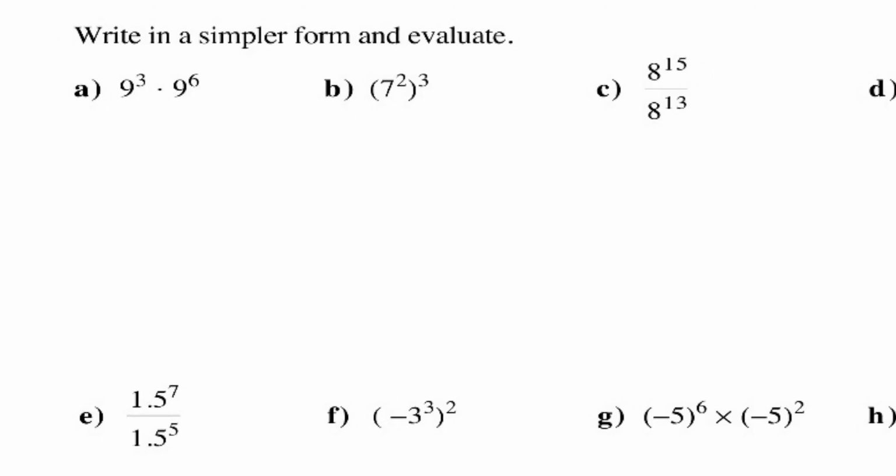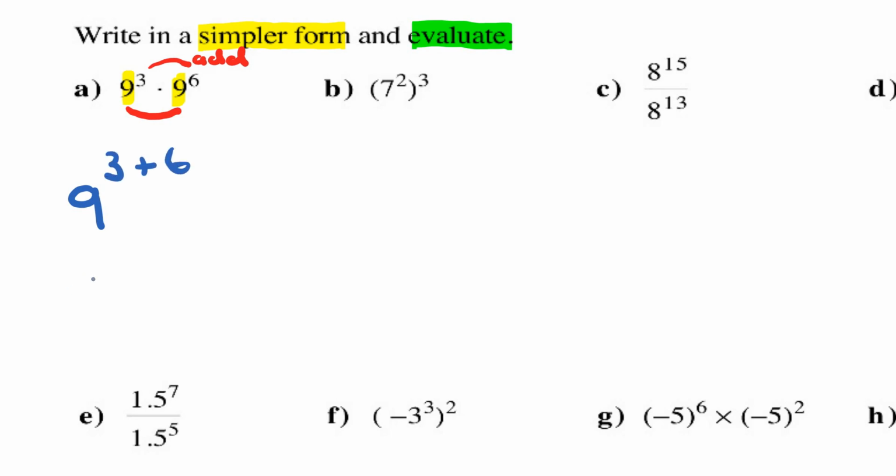Okay, for these questions here, we're just going to write in a simpler form. I'm not going to ask you to evaluate because some of these numbers are actually quite difficult to compute in your head. So when we're multiplying, and if the bases are the same, the bases are 9, right? So if the bases are the same, we just add the powers. So this would be 9 to the power of 3 plus 6. And 9 to the power of 3 plus 6 is going to be 9 to the power of 9. And that's it. I'm just going to leave my answer as 9 to the power of 9 because this is actually quite difficult to compute without a calculator.